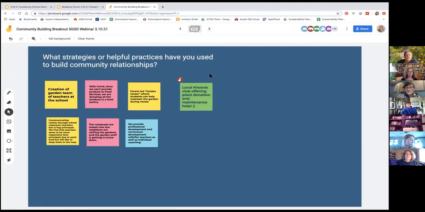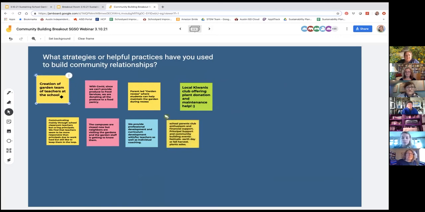I'm going to hop over to the strategies board and just get a sense of what's coming in here. Creation of a garden team of teachers. That's something that we recommend at the district level here in Austin. Some schools do it and some have not been able to make that happen. It can make a huge difference having a garden team.